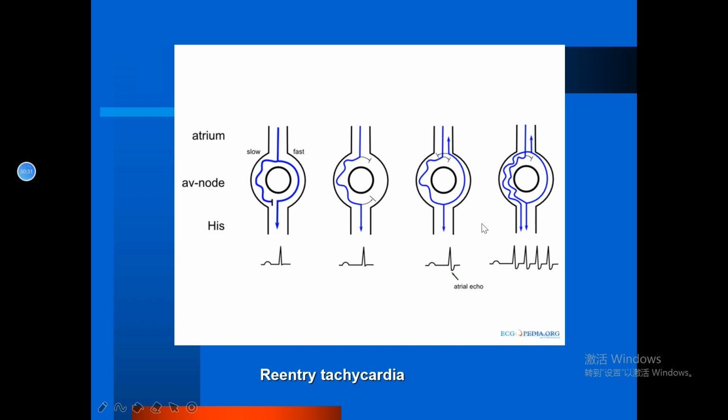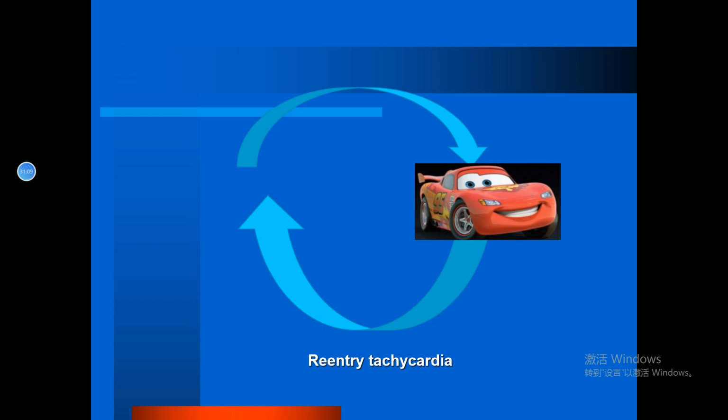Really interesting. And sometimes, if this activity is repeated one by one, what would happen? It will produce a tachycardia, right? Many QS complexes will emerge here, because the potential can be produced one by one in a circuit. So we call it a reentry tachycardia. Like a car that can drive from the right to the left, but just drives in a circuit, so we call it a reentry tachycardia. Okay.